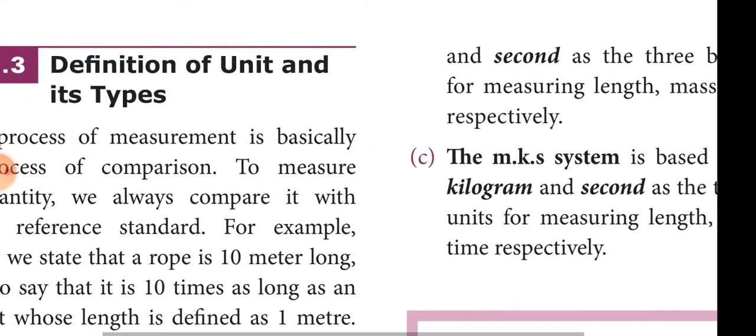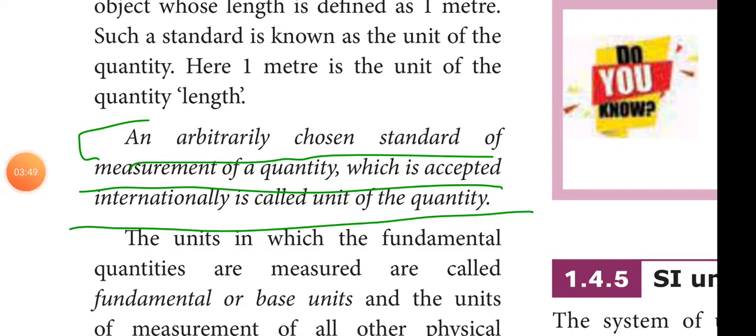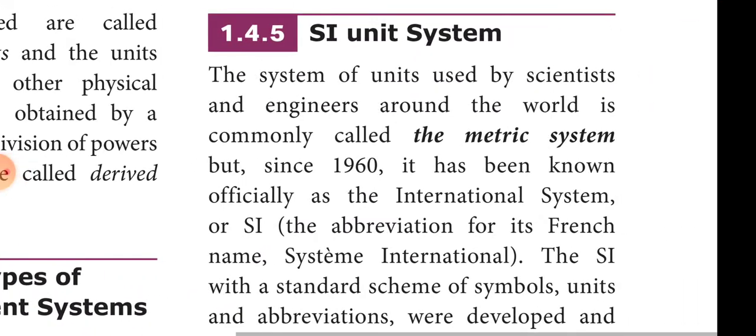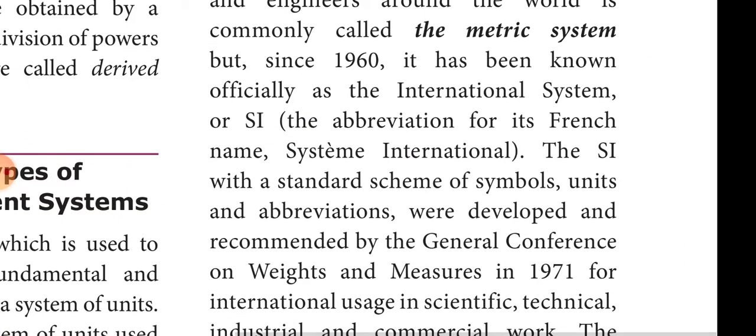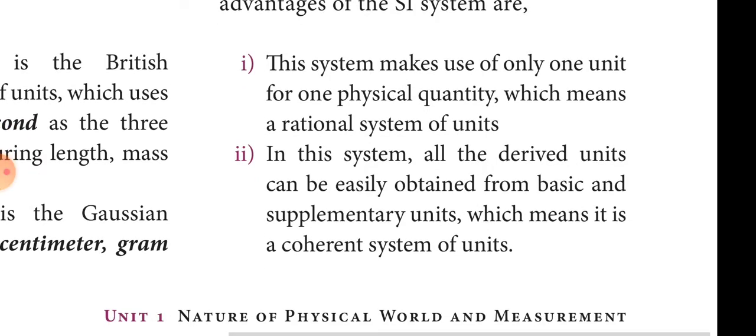And second, this is an important one: unit. Frequently asked question: define unit. This is the statement of unit, so we can underline the following statements. And the third question: SI system. This is one more important thing. What are the advantages of the SI system, or what is the importance of the SI system? The following three points are very important.